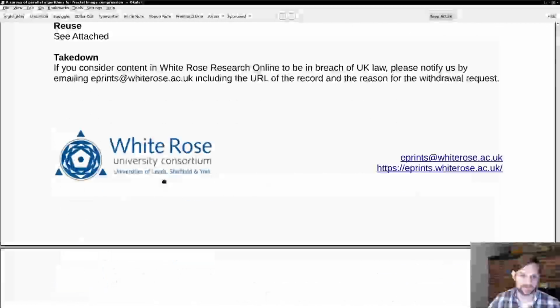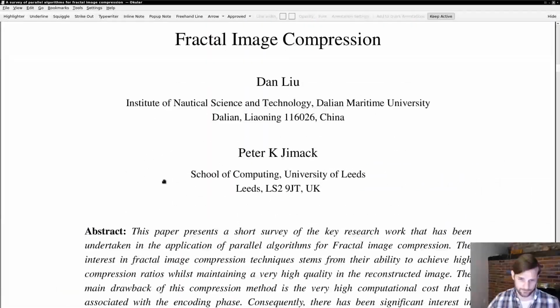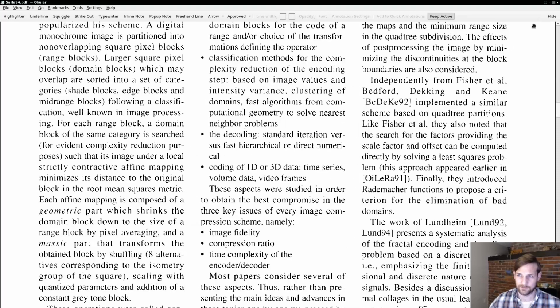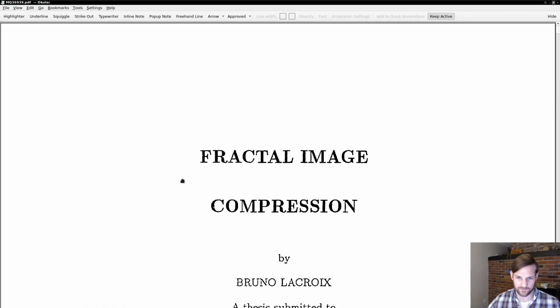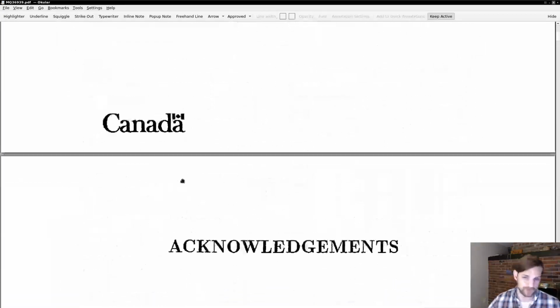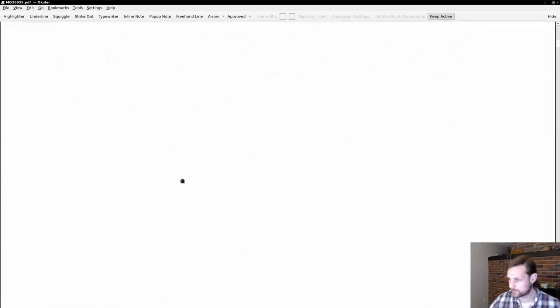This one is, I believe, a survey on parallel algorithms. We'll talk about that later, probably next week or the week after. Fractal image compression by LaCroix. I mean, the guy's famous for his bubbly water, so maybe that's useful.